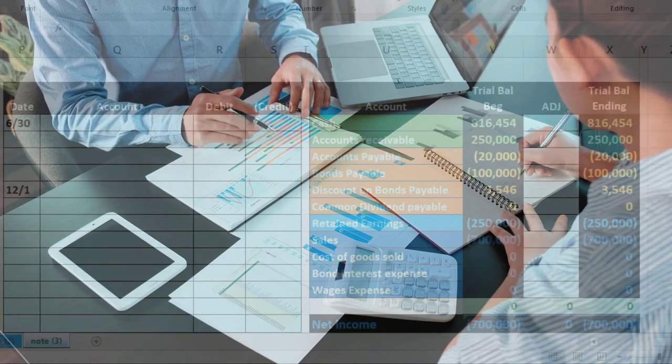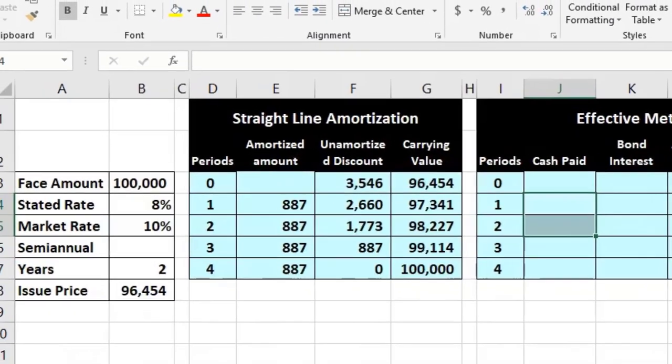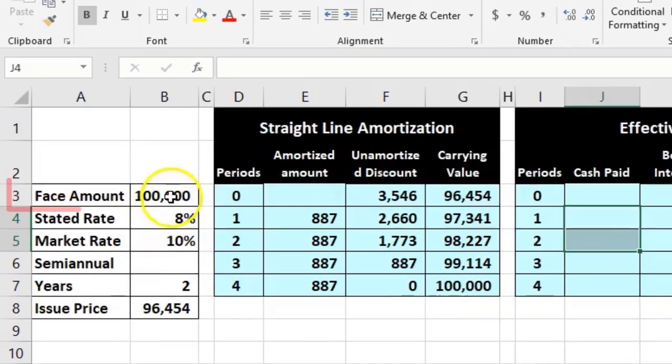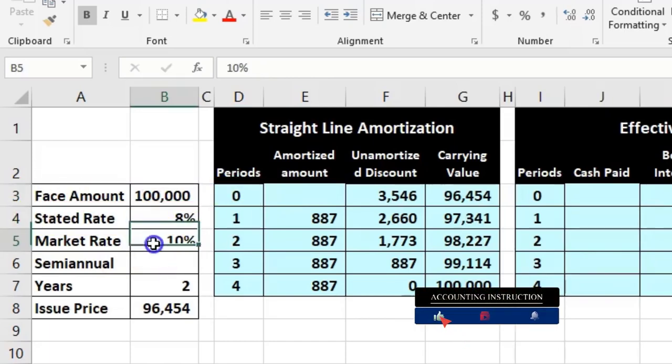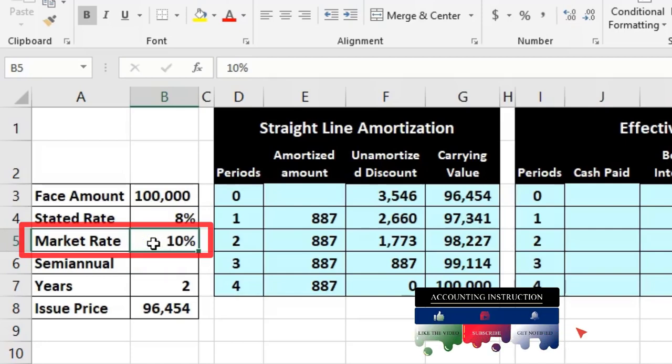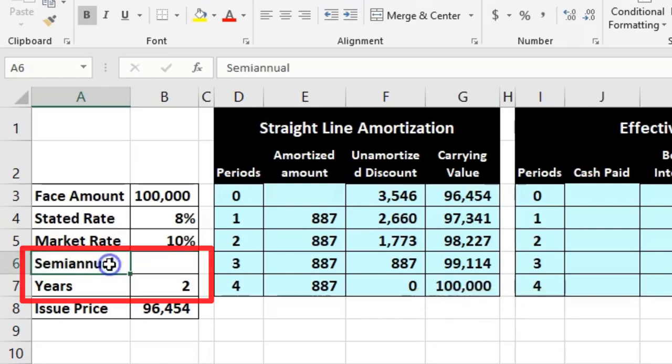How would we actually use this table in context? If we go back to the left, our data is over here. We have the face amount of the bond, 100,000. Stated rate, that's the rate on the actual bond. And then the market rate, which is the rate on the market. This is not on the actual bond. That's what we assume the market will be. Semi-annual payments, two-year bond. That means there's going to be four time periods, because we're going to pay interest every 6 months.